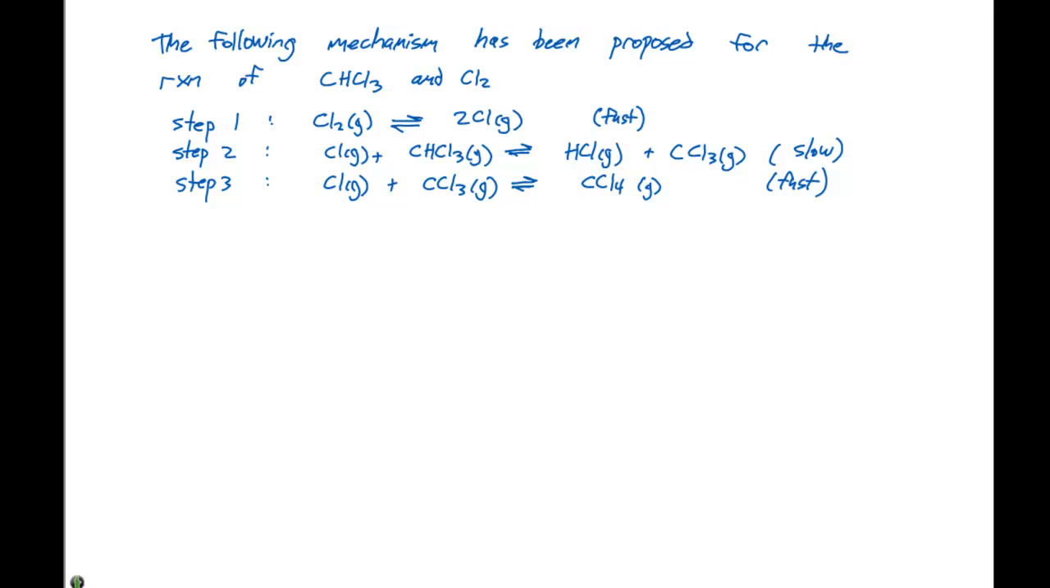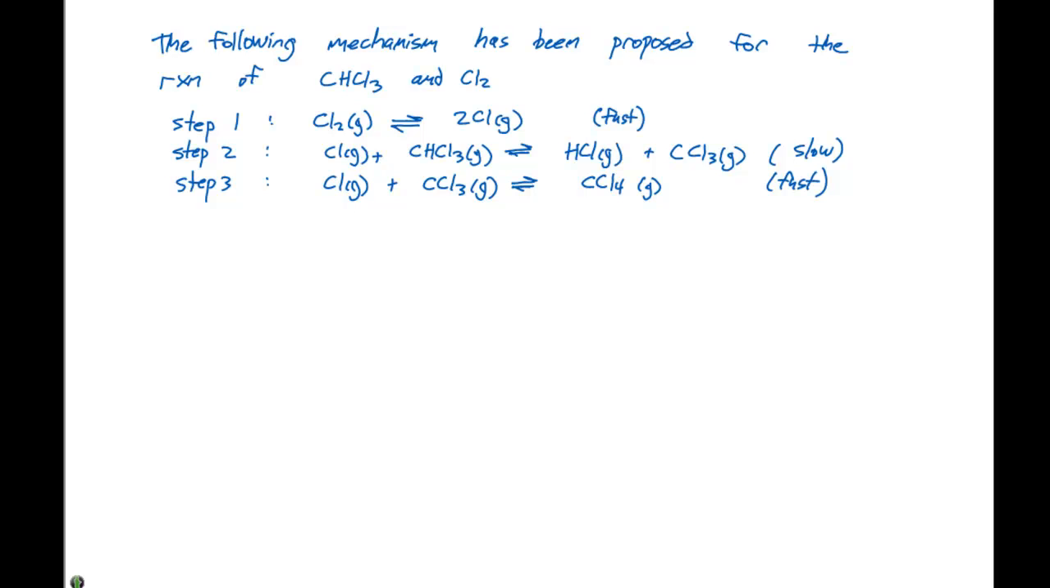We have Cl2 in equilibrium with 2Cl, which is a fast step. We have Cl gas plus CHCl3 gas in equilibrium with HCl gas plus CCl3 gas. And the third step is Cl gas plus CCl3 gas in equilibrium with CCl4 gas. And again, this is a fast step.